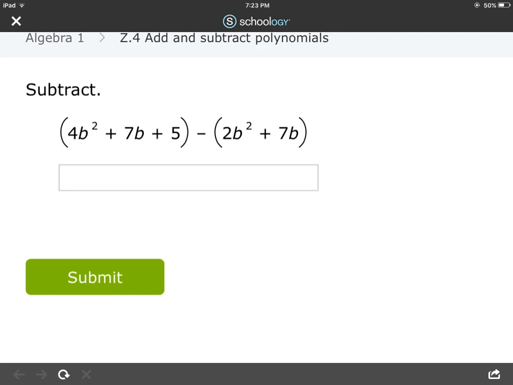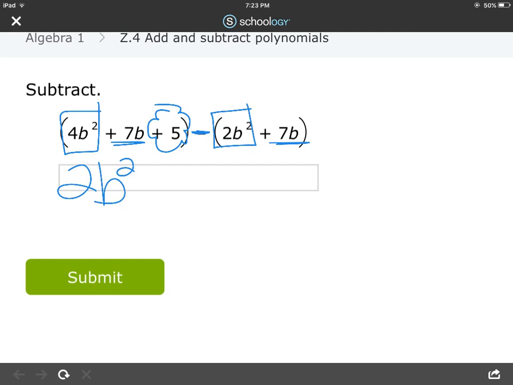Okay, these last two slides are about Z4, which are adding and subtracting polynomials, which is review. Basically, it's combining like terms. So when you go through, we want to combine all of the b squareds together, all the b's, and all of the integers by themselves. So if we look at b squareds, we have 4b squared minus, so we want to be aware of that sign, 2b squared. So that will leave us with 2b squared.